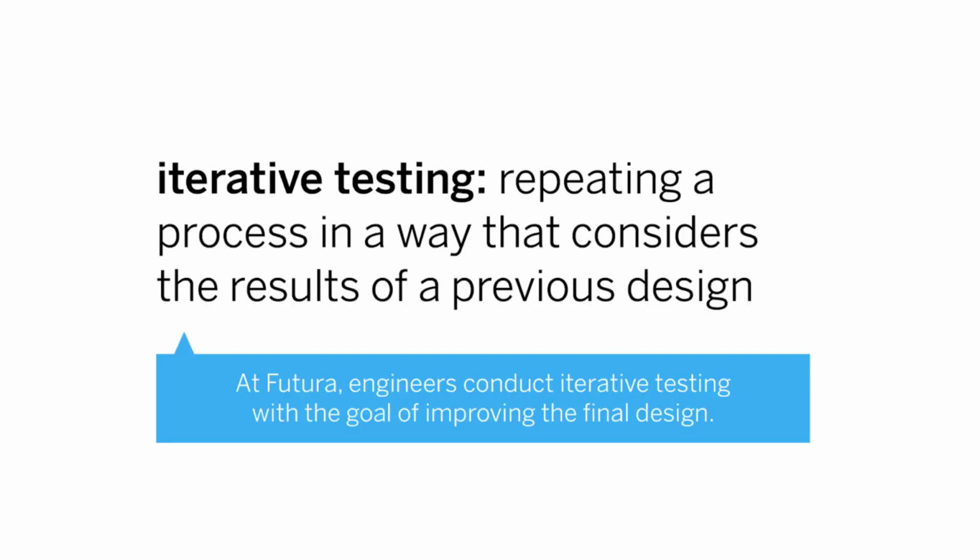Iterative testing: repeating a process in a way that considers the results of a previous design. At Futura, engineers conduct iterative testing with the goal of improving the final design. The design process involves a series of tests in which the results of the most recent test influence the changes made on the next test. This type of testing is called iterative testing. Each test influences the next test. Tests are not random. Iterative testing is testing with a purpose, and each result gives engineers the information they need to rebuild their designs by carefully changing only one thing, or one type of thing, each time.